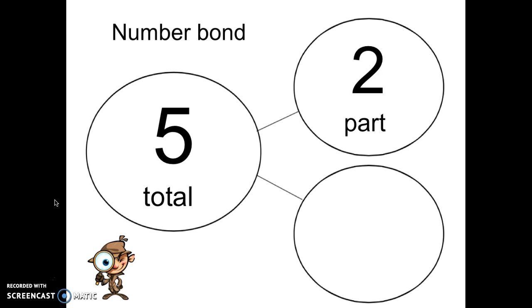Does anyone remember the other hidden number we saw in 5? Turn and tell your buddy if you remember what the other number is. Oh yeah, 3. So 3 is the part that goes with the 5. I'm going to put that in my number bond to help me keep myself organized.